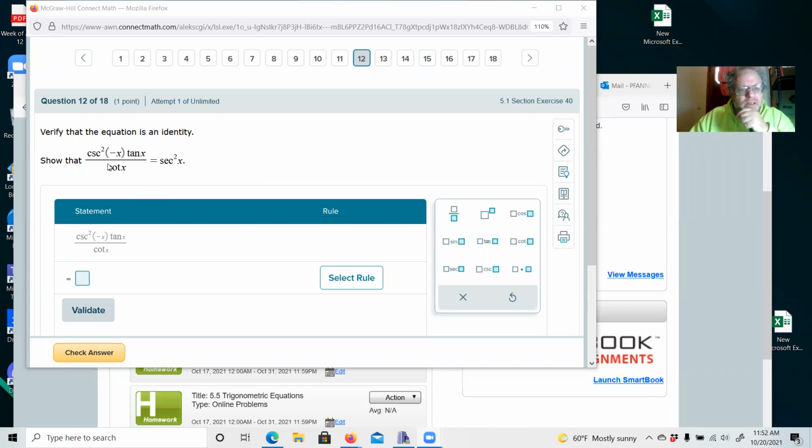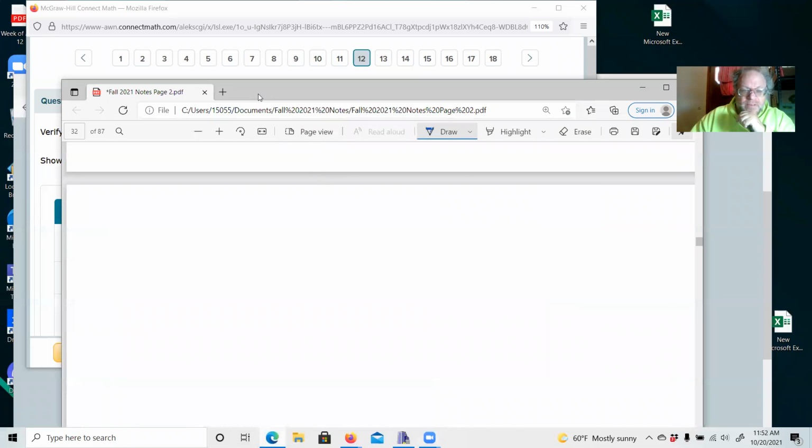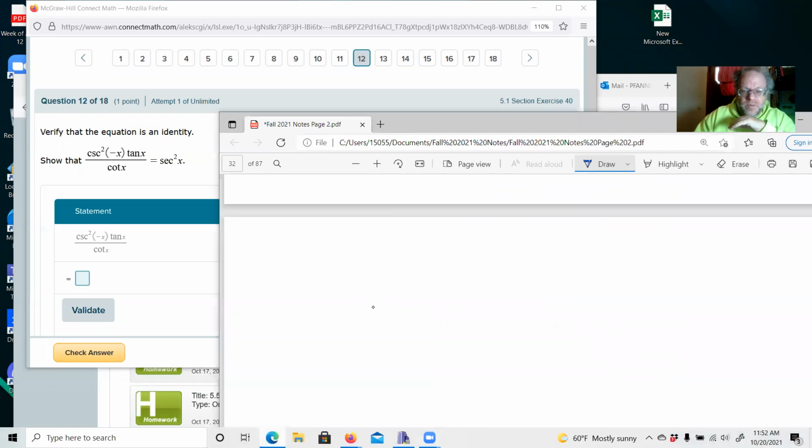We have: show that cosecant squared of negative x times tangent x over cotangent is equal to secant squared. All right, so let's see what we're going to do with that. Like I said, we have to pick one side or the other side. So we have cosecant squared x, negative x, tangent of x, cotangent of x is equal to secant squared.